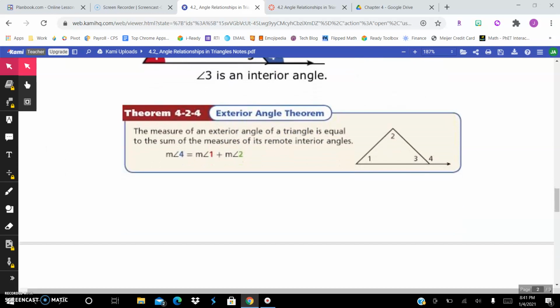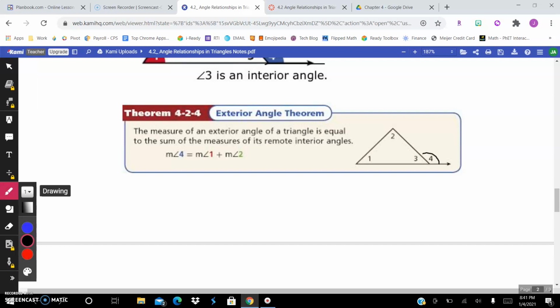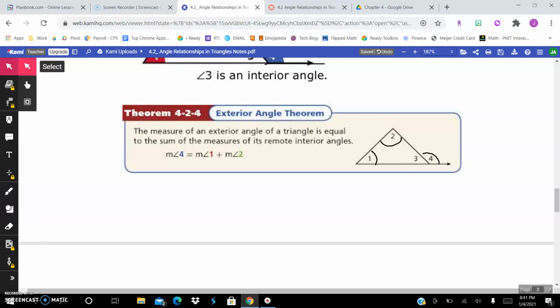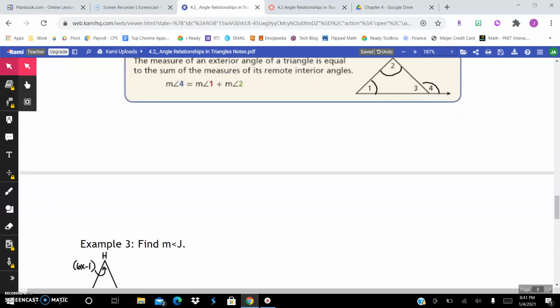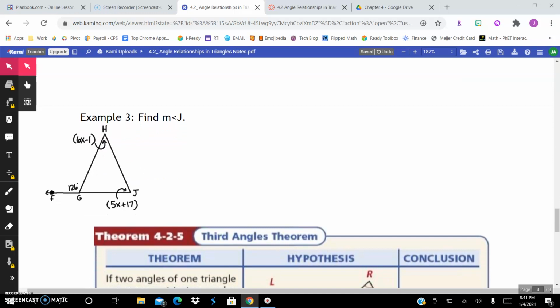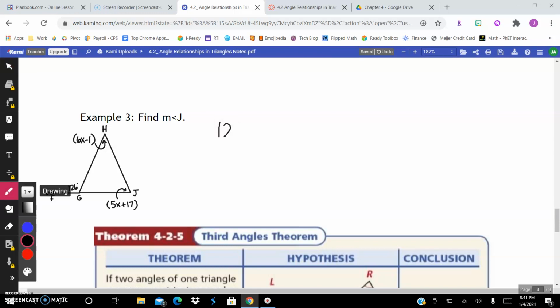And then the exterior angle theorem here says that the measure of angle 4, which is our exterior angle, is the same as adding those remote interior angles together, that 1 and 2 there. The angle measure is going to be the exact same. So here we have to find the measure of angle J. Well, we know 126 on the outside there, so we know that exterior angle is 126, and we also know that that angle is the same as adding the other two interior angles together.